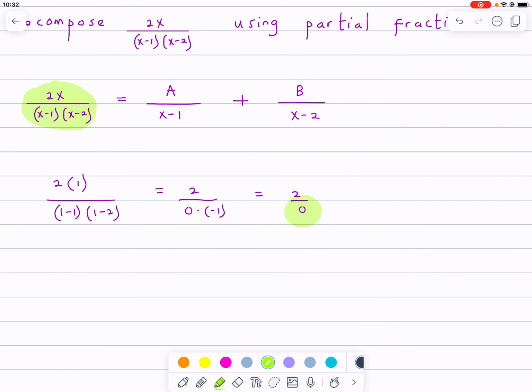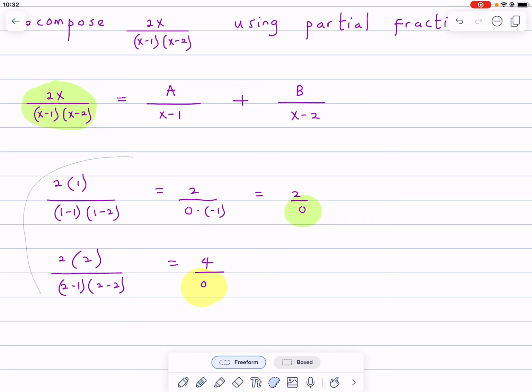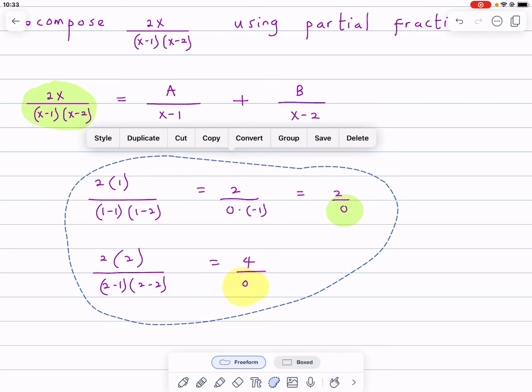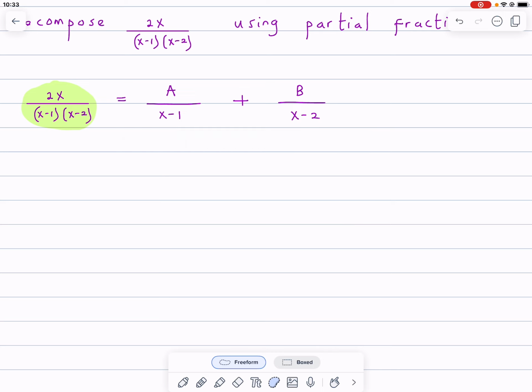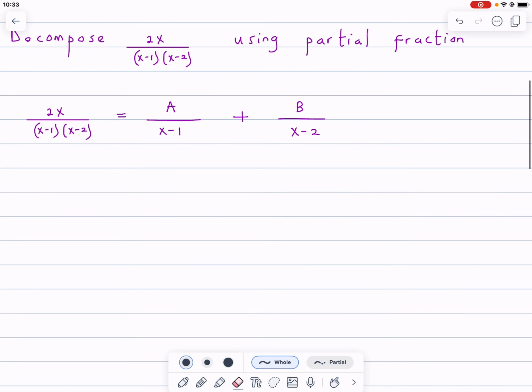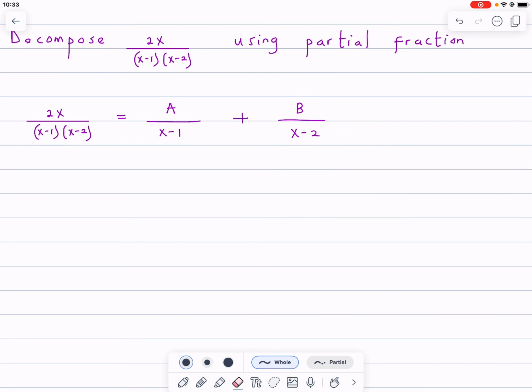If I plug in 2 into the expression, I have 2 times 2, then 2 minus 1, 2 minus 2, and I'm going to get 4 over 0. So I have 0 in the denominator again. So the expression is not defined at x equal to 1 and at x equal to 2, as we've seen here. So why do I need that? I need that to be able to decompose this rational expression.